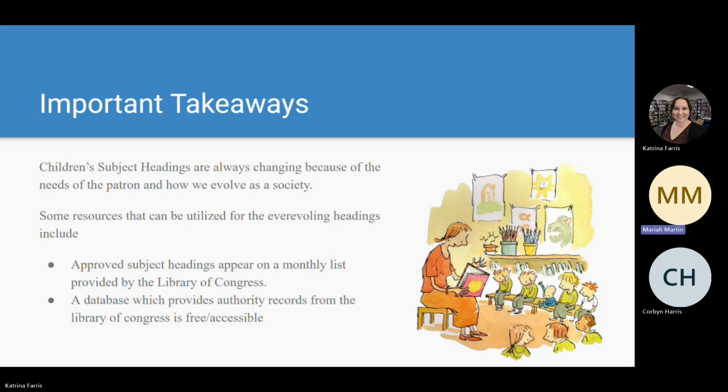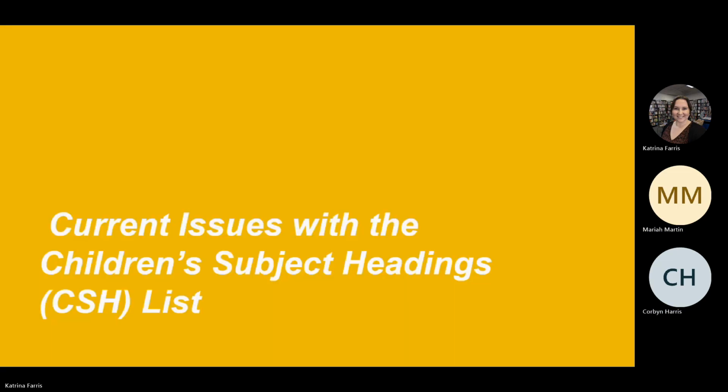Children's subject headings are always changing, as the needs of the patrons will evolve as society does. Some of the resources that can be utilized include a monthly list provided by the Library of Congress, which has the improved subject headings, and a database which provides authority records from the Library of Congress, which is free and accessible. And now we will end the slideshow with the current issues with the children's subject headings list.